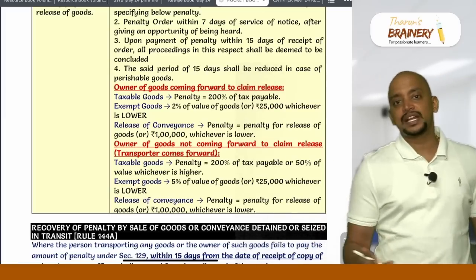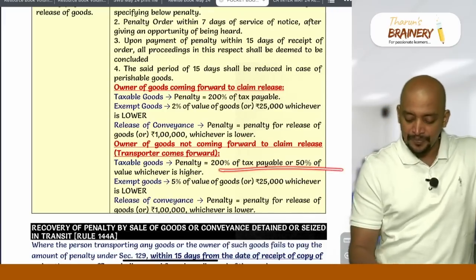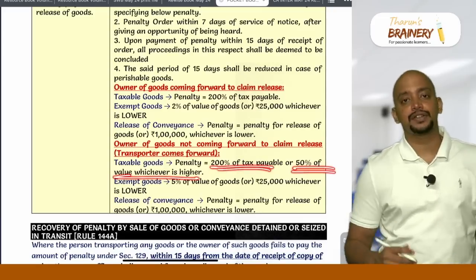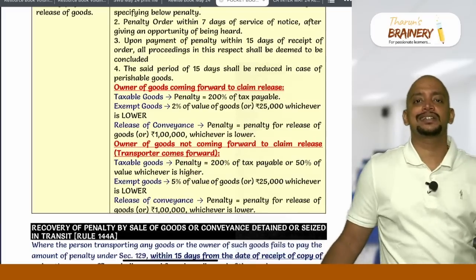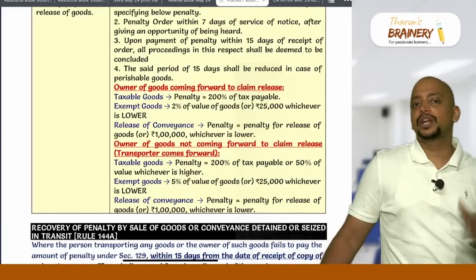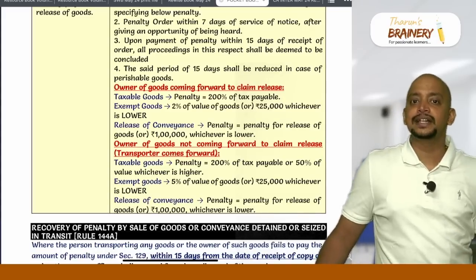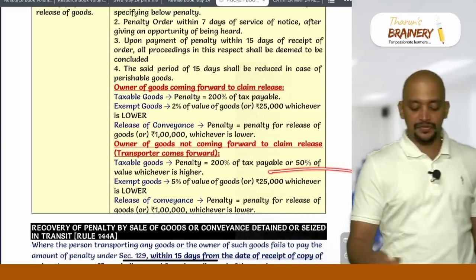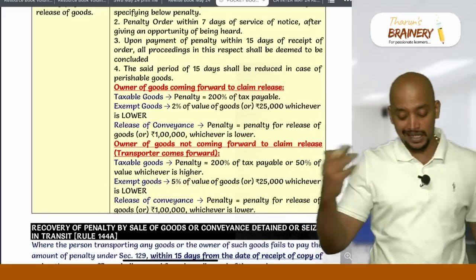For taxable goods, the penalty will be 200% of tax or 50% of the value, whichever is higher. Not whichever is lower, whichever is higher. So 200% of tax or 50% of value, whichever is higher. Usually 50% of value is the higher. Now sometimes when the compensation cess is also involved, the 200% of tax may be higher. For example, CGST you take 14% and compensation cess somewhere like 18%. Then definitely it will be more than 50% of the value. So due to that reason, 200% of tax or 50% of the value, whichever is higher, will be taken.